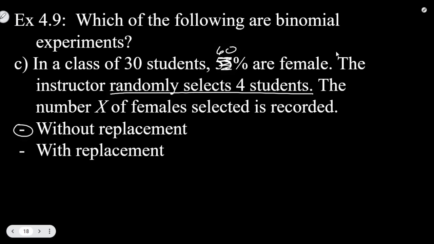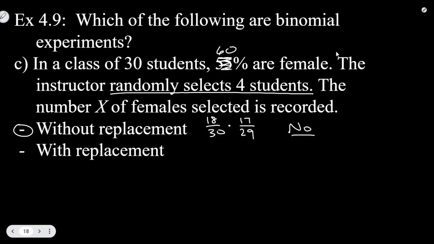So that would mean 18 out of 30 are female. So that would be your probability on the first selection. If you do not replace them, then the second time it would be 17 out of 29. And so therefore, your trials are not independent. So without replacement, the answer is no. This is not a binomial experiment.